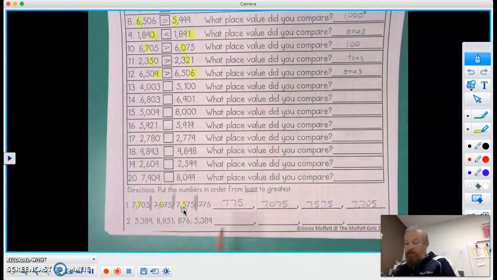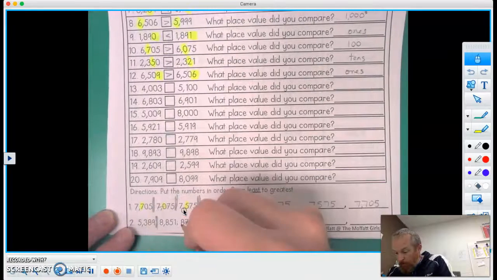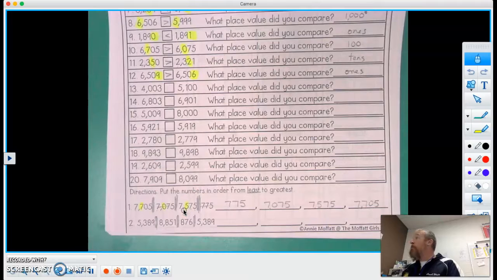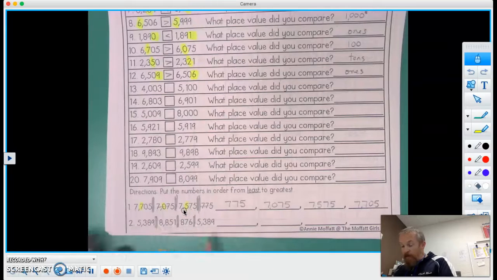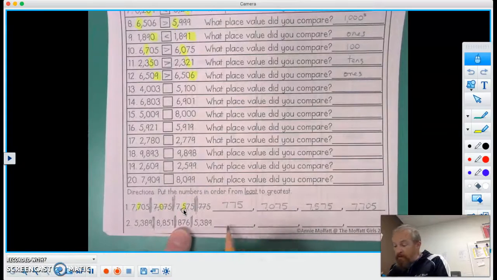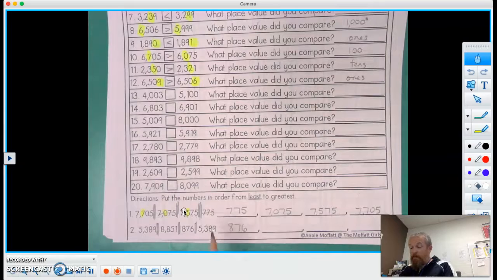Okay, now let's look at this. I see we have a number here, a number here, and a number here. This is only a 3-digit number, right? Kind of like we had up there. So this has to be first, 876, because that's the smallest number.